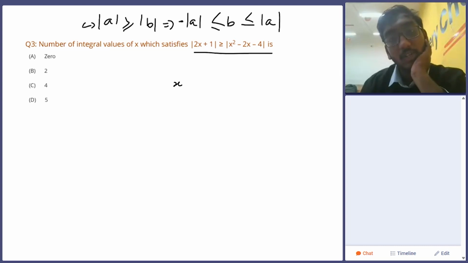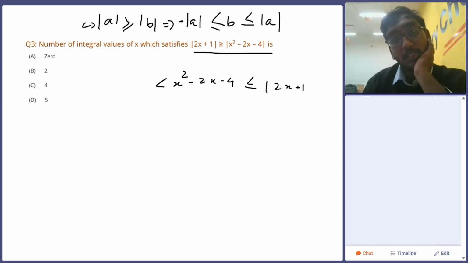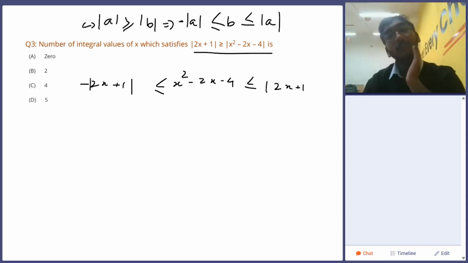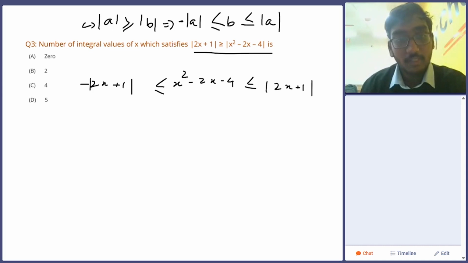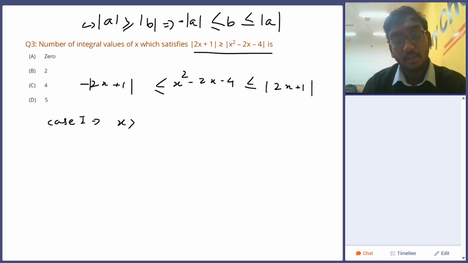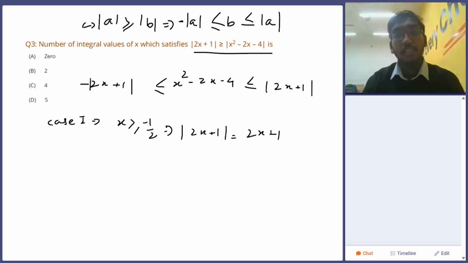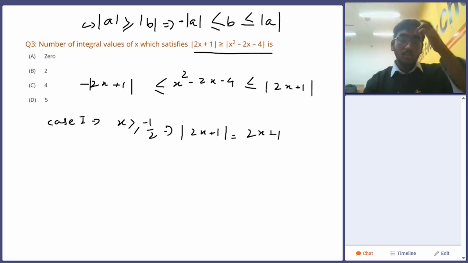What you will be getting is x square minus 2x minus 4 will be less than or equal to mod of 2x plus 1, and it will be greater than or equal to negative mod of 2x plus 1. Again, we don't know how this mod varies, so we have to split it into cases. Two cases will be there. Case 1: if x is greater than or equal to negative half, mod of 2x plus 1 will be the same as 2x plus 1, because that will be positive, so there is no sense of the modulus sign there.